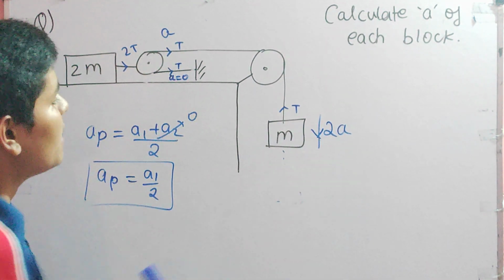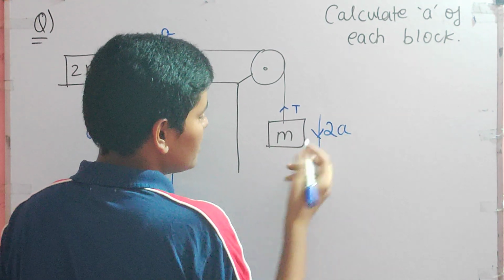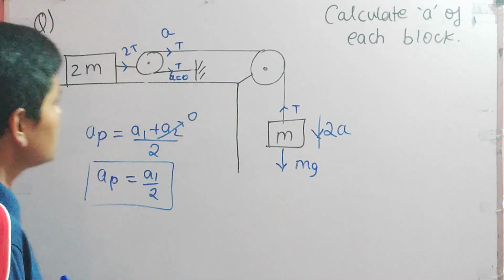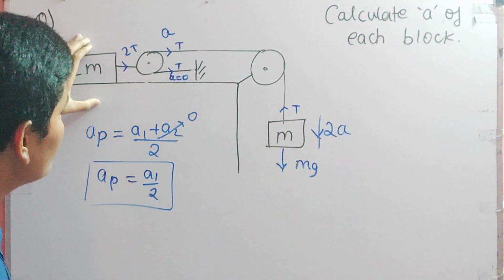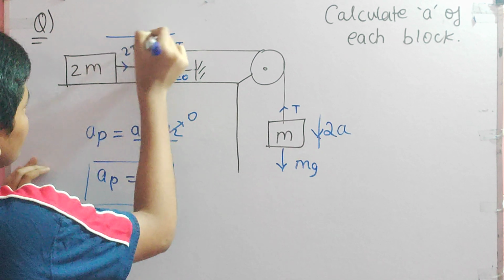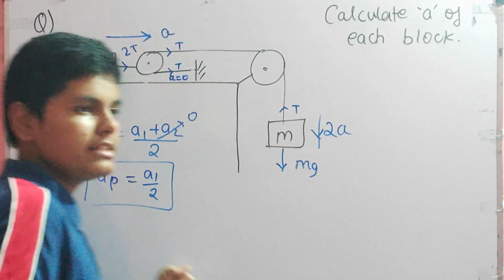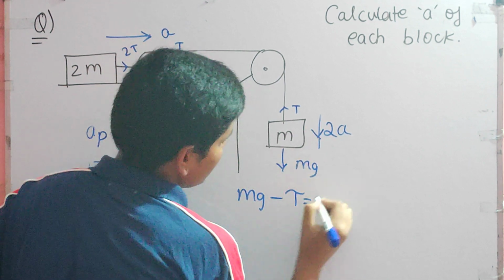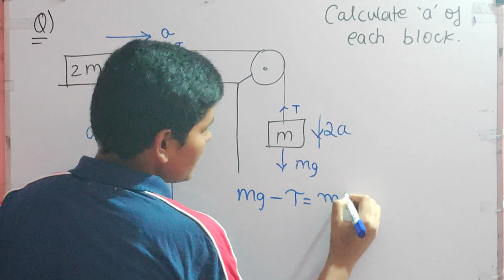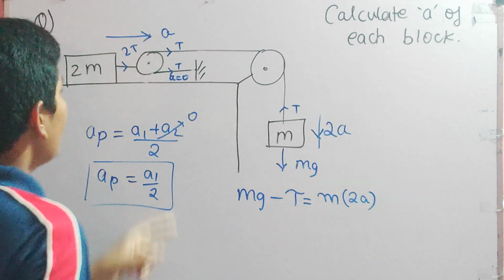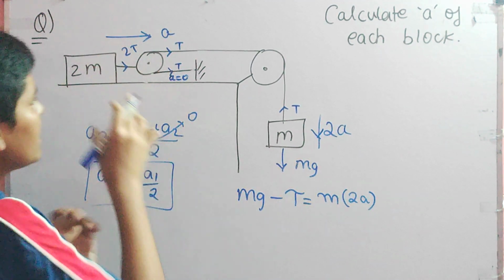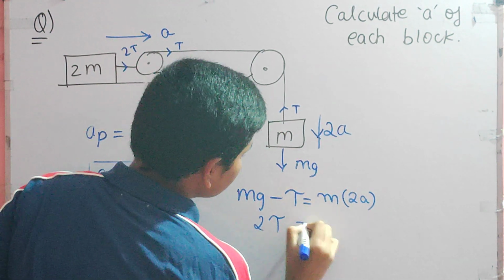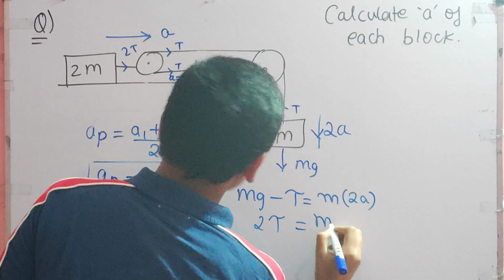So assume this mass M is moving downwards with acceleration 2A. Here it is mg. Similarly, this block will move towards the right with acceleration A. So we have to make the equations now. mg minus T is equal to m times a, and here a is 2A. And over here, is there any opposing force? No. So here what we have is 2T is equal to ma. Here it is 2ma, so 2ma.